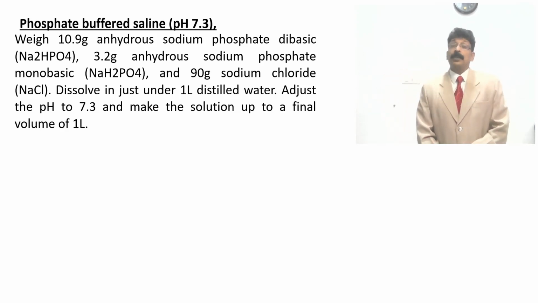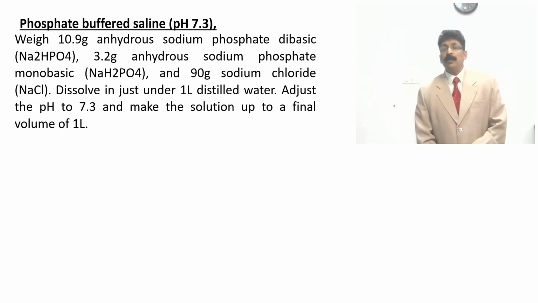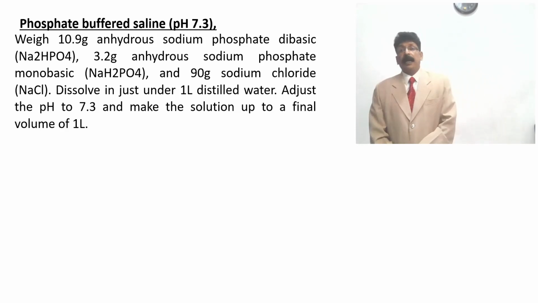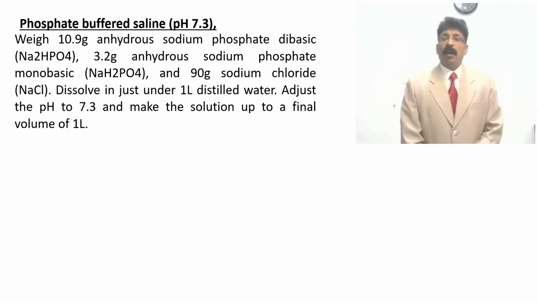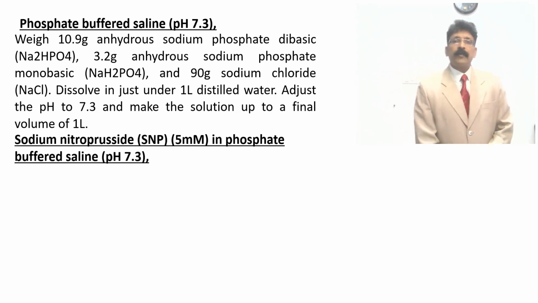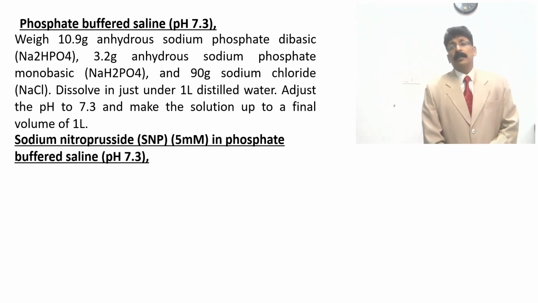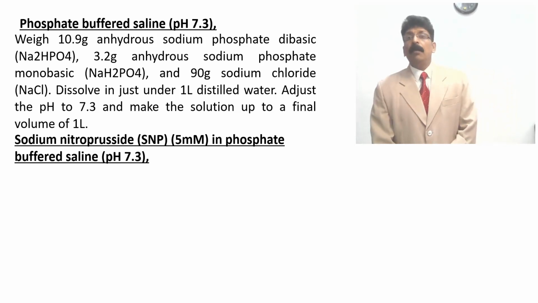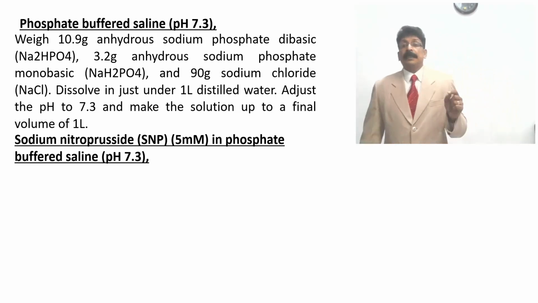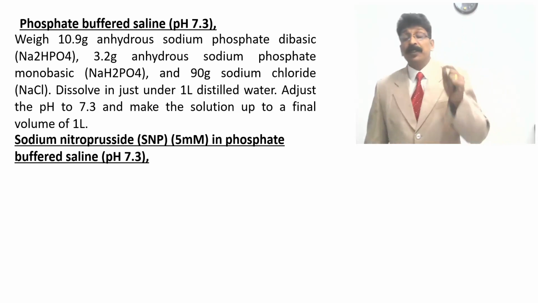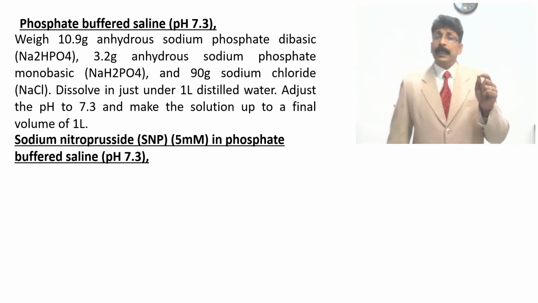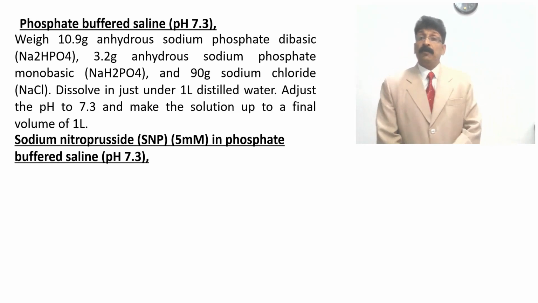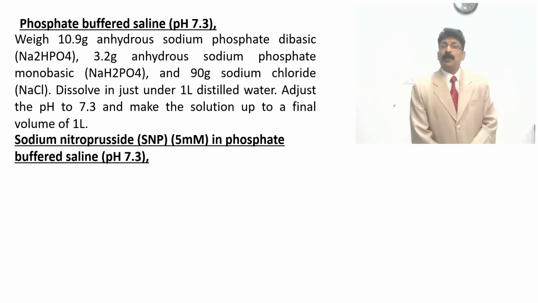If possible, you can prepare 2 liters also, because it may be needed for dilution. We use only this buffer as the blank. Next, sodium nitroprusside 5 mM, that means millimolar, so we are talking about moles per liter. Molecular weight is very important for preparing this solution. Students should know that when you see a small m, it means millimolar, in the phosphate buffer which you prepared and which is used for dilution.